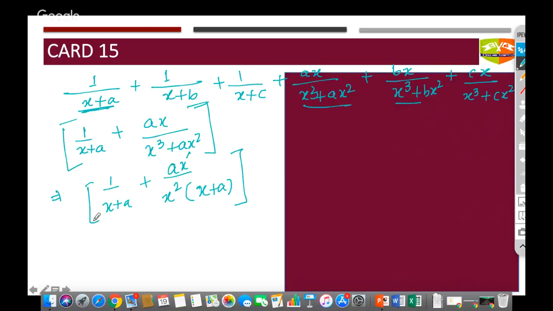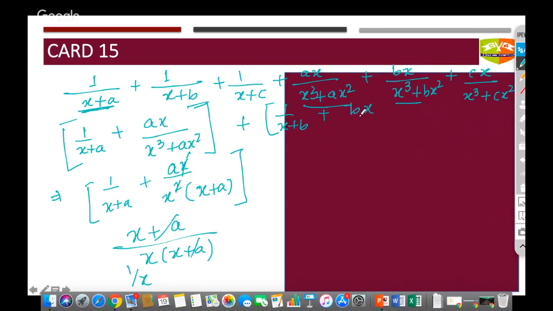So what happens over here is this x and this x is gone. Now x plus a is my denominator, so here what I get is x, and here what I get is a. So you see that this x plus a is gone, and what I get over here is 1 by x. Similarly in this case also, I can take 1 by (x plus b) plus bx divided by x square common, and this becomes b, and this x is gone.